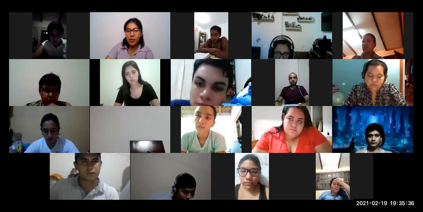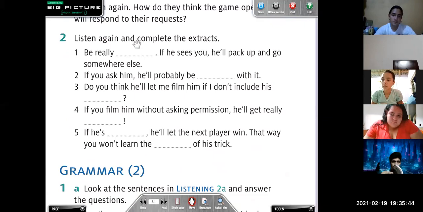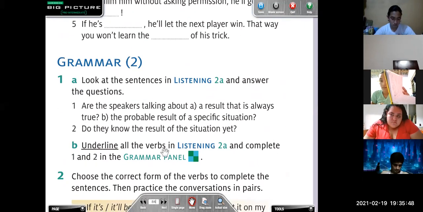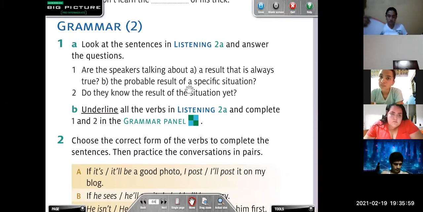Okay, let's see. We're going to complete the grammar panel here in your book. So we're going to check the sentences that we have here in exercise number 2, and we're going to answer these questions together. It says, is the speaker talking about a result that is always true or a probable result of a specific situation? What do you think?